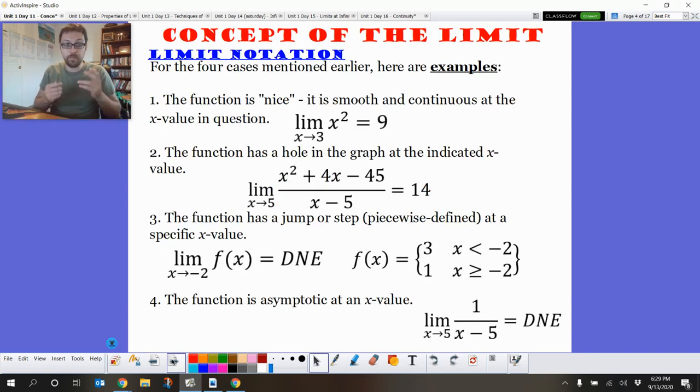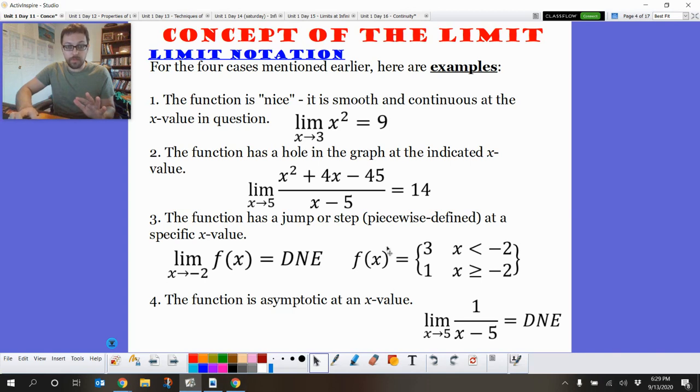There's a couple of examples that we want to be careful of. So you might want to pause the screen here so you can write all this down and then resume the video. We care about functions being nice. Something like x squared is nice. There's no real trouble there, so that will get us nice limits.